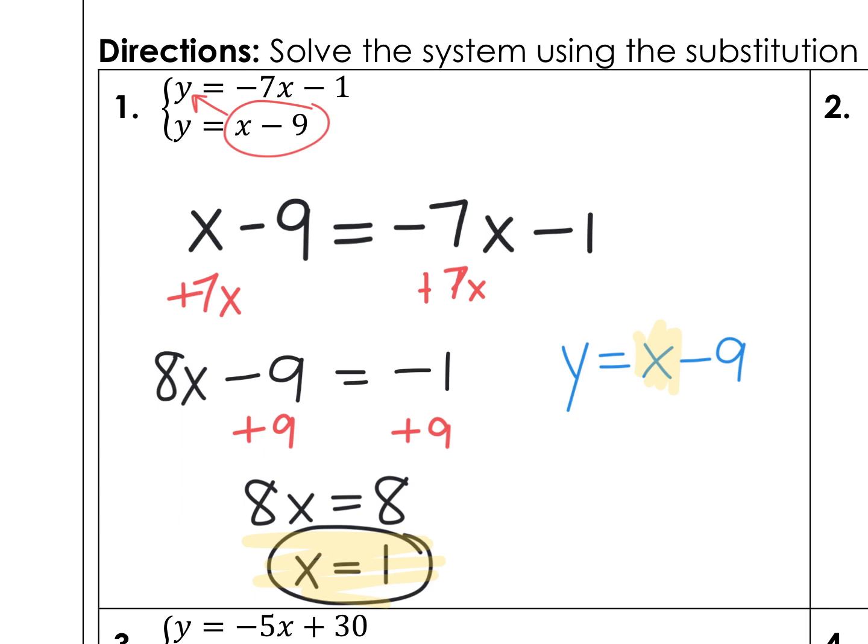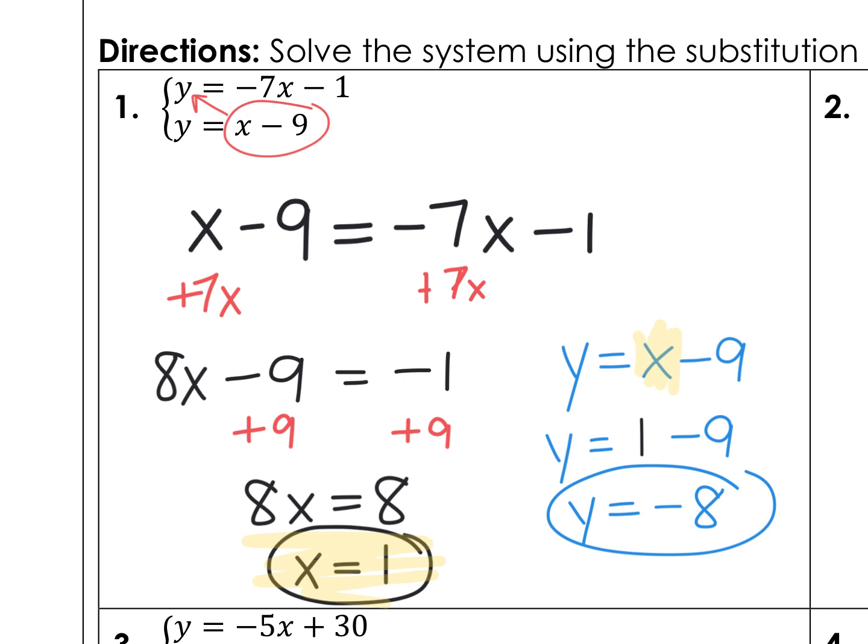Okay, so y equals 1 minus 9. What is y? Negative 8. Okay, your answer needs to be in a coordinate pair. Positive 1, negative 8. So 1, negative 8. Okay, we're not doing all these today. We're going to do one more.